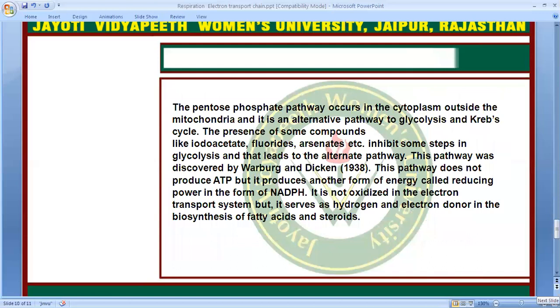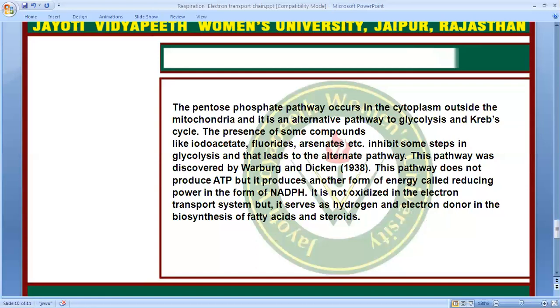Now there is another pathway, the pentose phosphate pathway. What is this? It occurs in the cytoplasm outside the mitochondria. So it is an alternative pathway to glycolysis and the Krebs cycle. The presence of some compounds like iodoacetate, fluorides and arsenates inhibits some steps of glycolysis, and that leads to the alternate pathway. Now this was discovered by Warburg and Dickens in 1938.